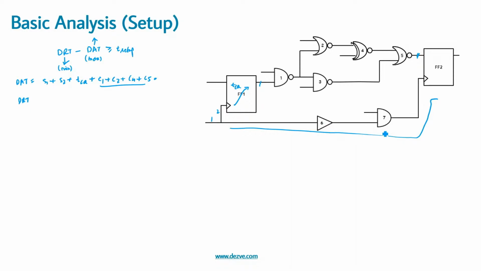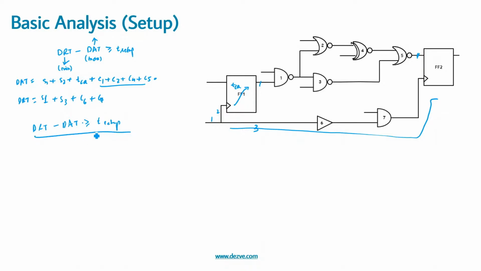We are not considering for this example that each gate can have different max and min delays based on the transition. We are assuming that each gate has a similar delay for rise and fall. So for this, this would be 1 and this is 2, correct? Sorry, this is segment 3. So S1 plus S3 plus gate 6 delay plus gate 7 delay, correct? Now our requirement would be DRT minus DAT should be greater than or equal to T setup.